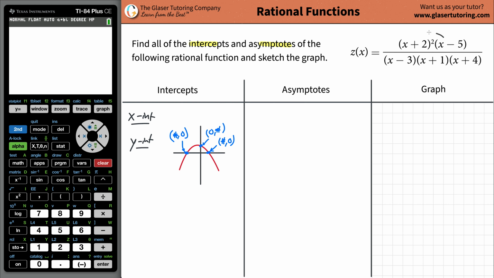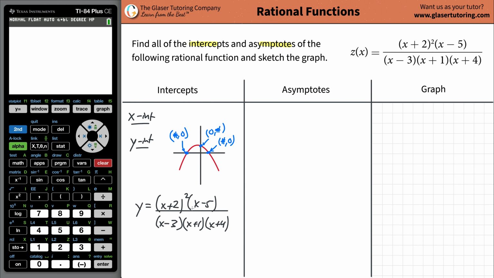For example, if we have this function, simply rewrite it. I'm going to write it as y is equal to x plus 2 squared times x minus 5, all then being divided by, this is x plus 3. No, don't make a silly mistake like that. Are you paying attention? Times x plus 1, I was just checking to see, times then x plus 4. Now let me just double check myself, and everything looks good.